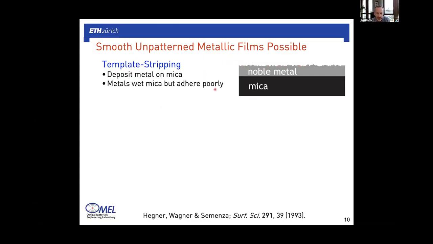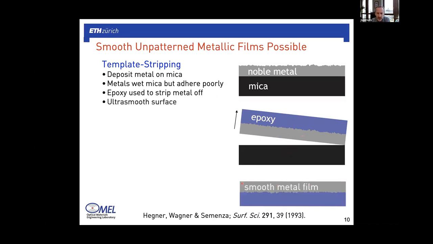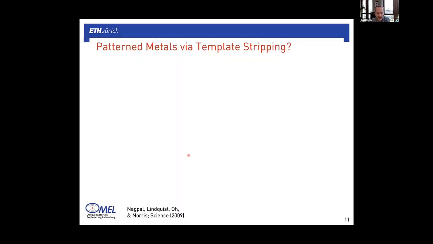But what they realized is that these metals will wet the mica well, so they'll spread on the mica well, but they don't stick very well. So they adhere poorly. So you can bring in something sticky like epoxy, and stick the epoxy to the back layer or the top layer of your silver film, and then strip it off and flip it over. And then this exposed surface that was originally on the mica will be near atomically flat. And so this was known in certain communities as a way to make flat metals, for example, in scanning probe communities, or also self-assembled monolayers on gold, use this template stripping approach.